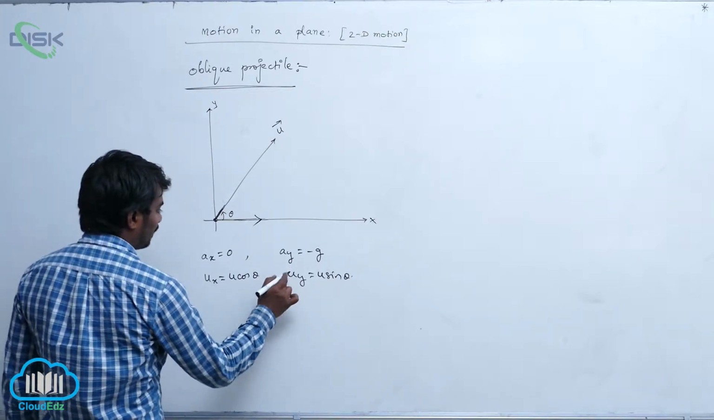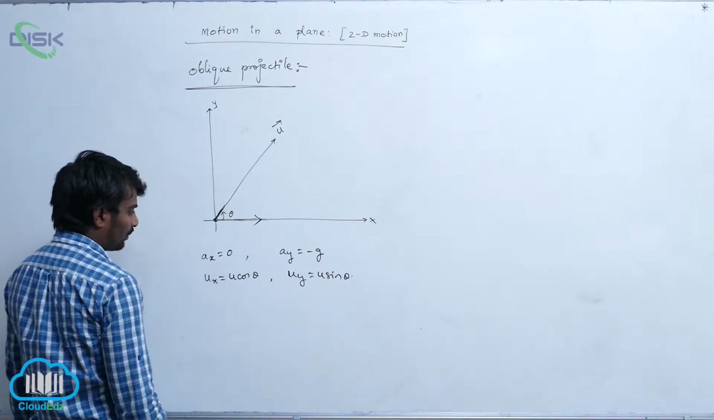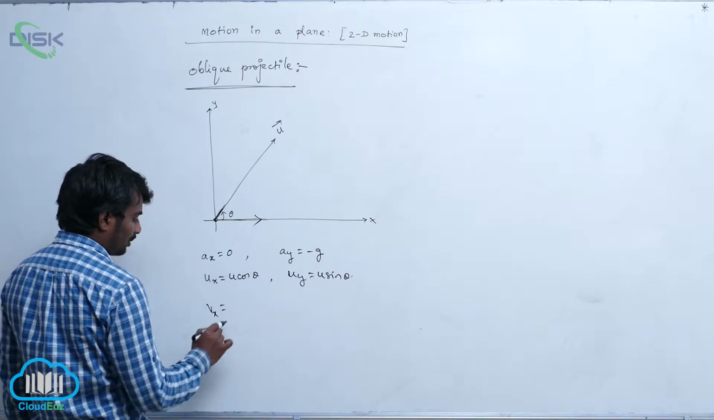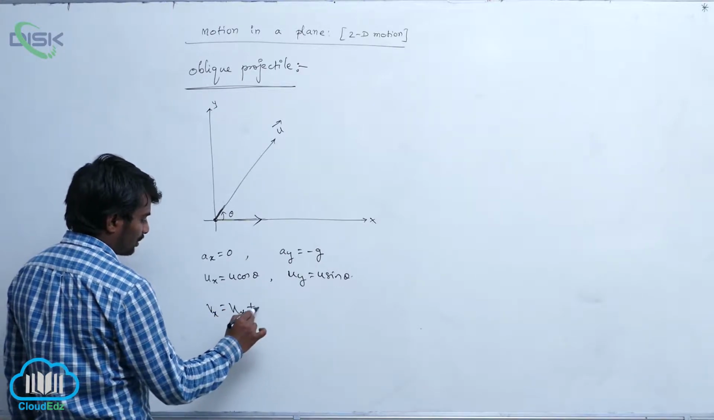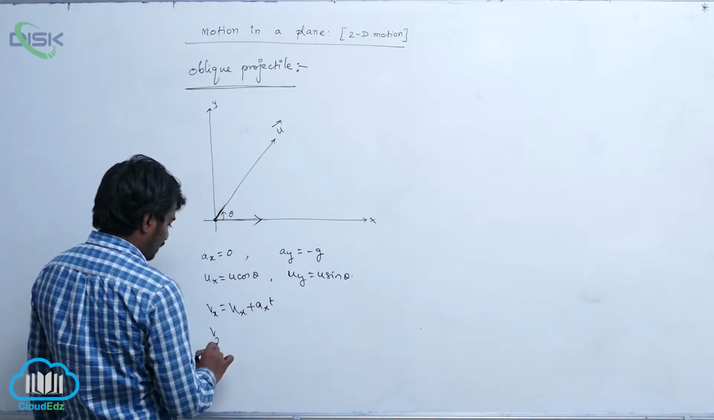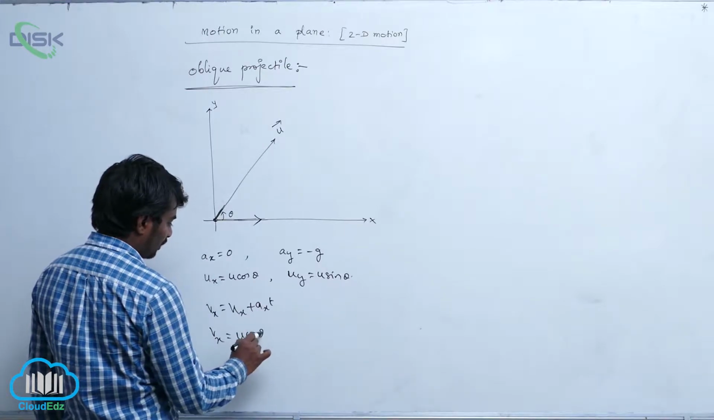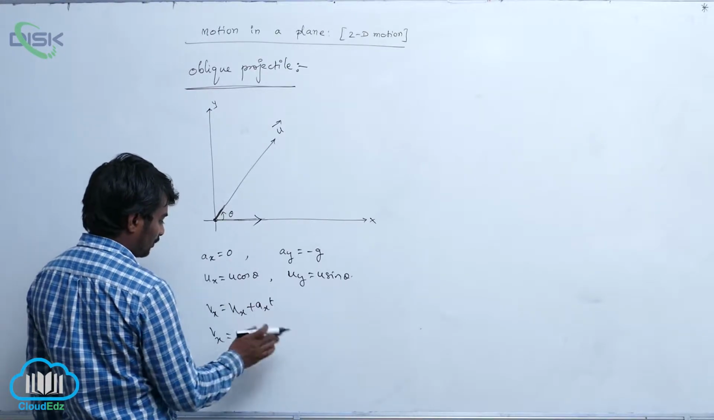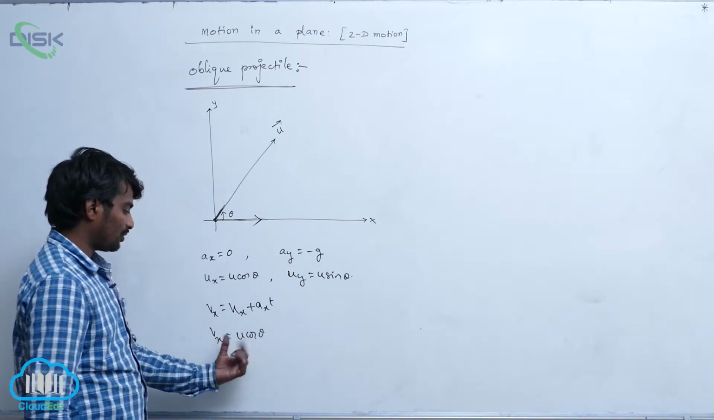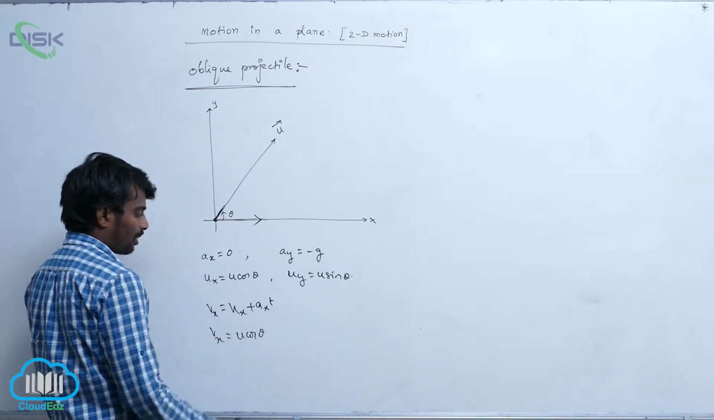Now let me calculate the velocity of this object after time t. So Vx I can write as ux plus ax into t. Vx is equal to ux, ux means u cos theta, plus ax, which is 0, into t. That's why u cos theta. It is constant. It is independent of time. So throughout its journey, the x component is constant.